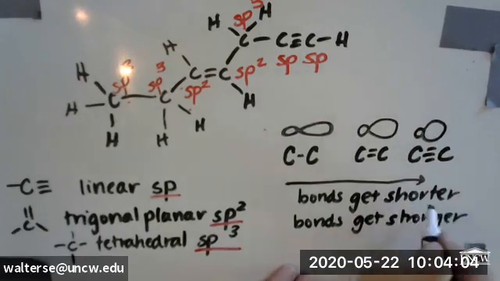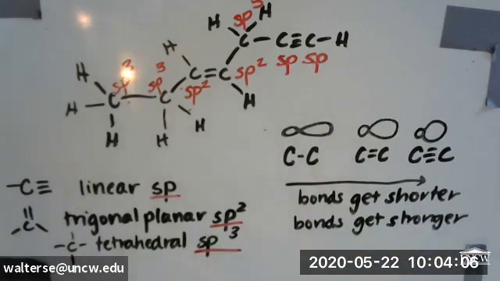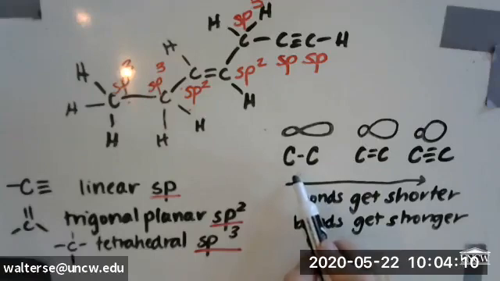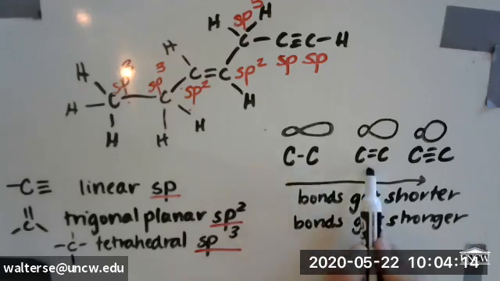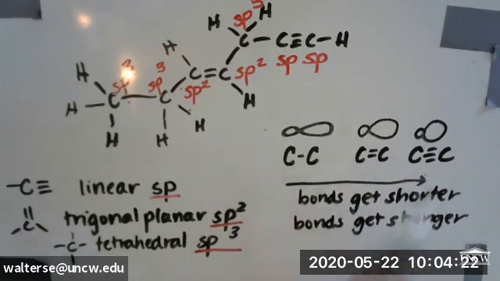So the bonds get shorter and the bonds get stronger, but it's not linear. So if this is like 360, 370, this isn't 2 times 370. It's greater than 370, but not just 2 times, and this isn't 3 times. They just get stronger.